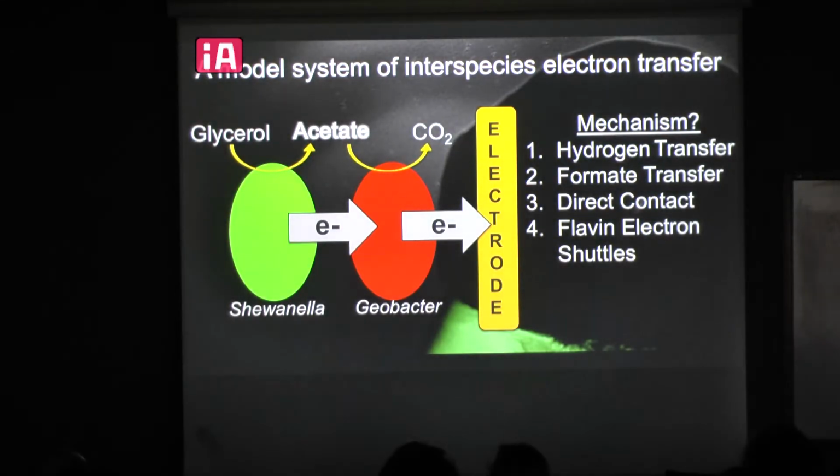There are some different ideas here. It could be that Shewanella is making hydrogen. We know Geobacter likes to eat hydrogen. We know Shewanella, in principle, can be making formate, although we never really see it in wild-type cultures. Maybe formate's moving electrons. Maybe it's using this pathway I just showed you, and there's direct electron transfer between the MTR pathway and some sort of reciprocal pathway on Geobacter. Maybe it's these flavin shuttles.